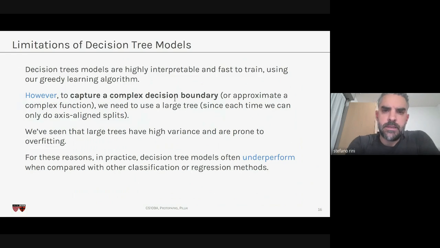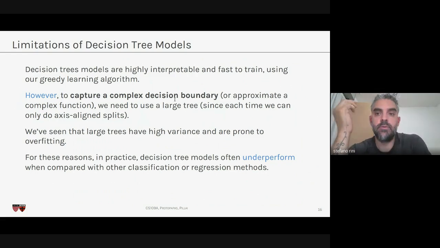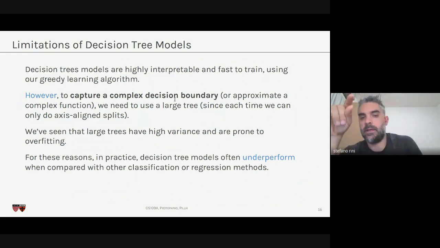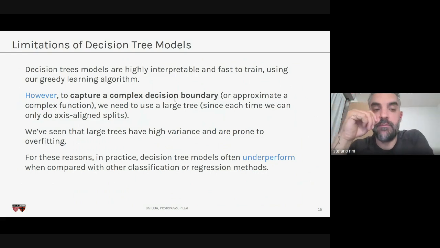Very good. So the nice thing is that decision trees are highly interpretable and they run very fast because when doing inference, you're just doing comparisons on a single variable. So the computational complexity is very low. But they let you capture very complex decision regions, right? The boundary of the decision regions can be very complex.